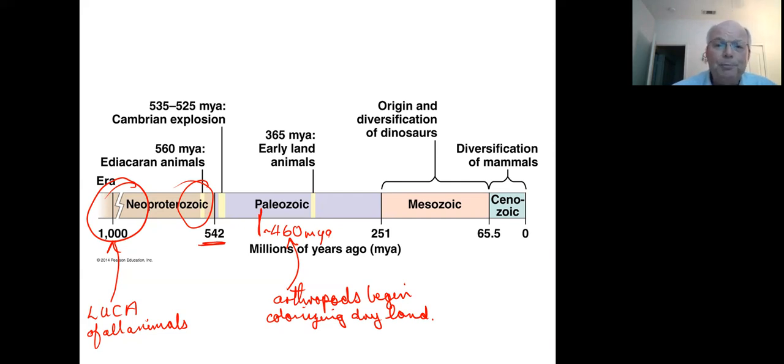But at the end of the Permian, which lies around here about 256 million years ago, actually probably a little bit closer in here, we have the end Permian.